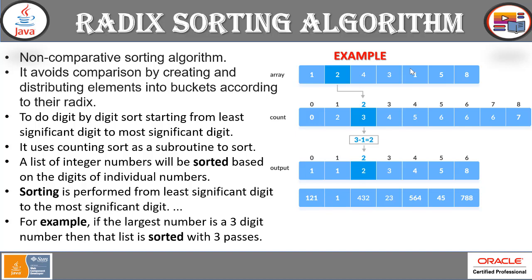It does a digit by digit sort, starting from the least significant digit to the most significant digit, and it uses counting sort as a subroutine to sort. A list of integer numbers will be sorted based on the digits of the individual numbers, and sorting is performed from the least significant digit to the most significant digit. That means it is in ascending order. So we are placing the numbers based on the least significant digit to the most significant digit. For example, if the largest number is a 3-digit number, then that list is sorted with 3 passes.